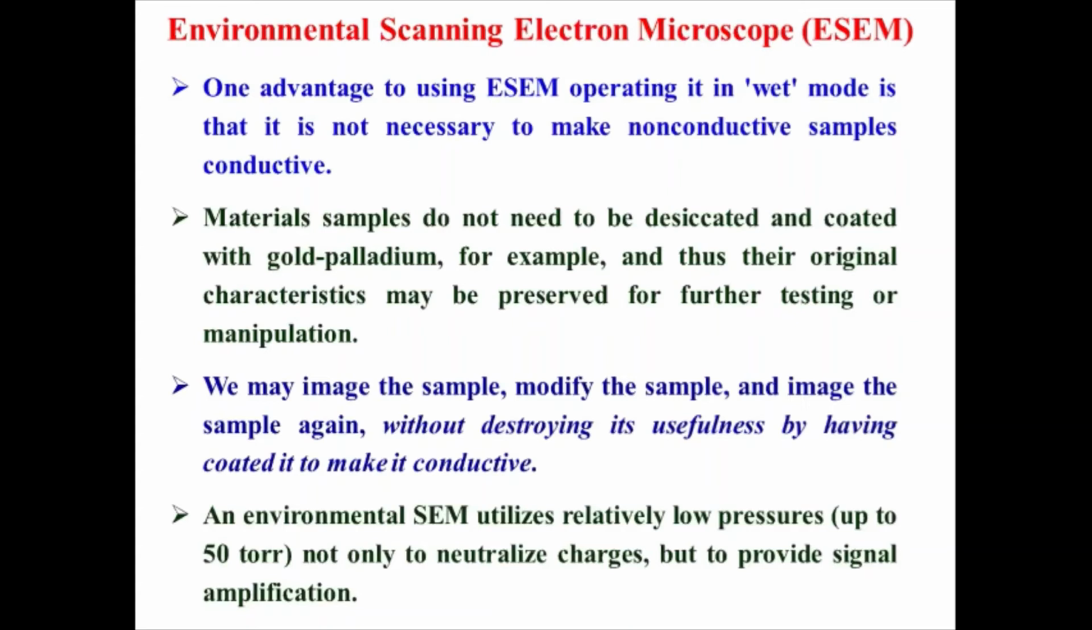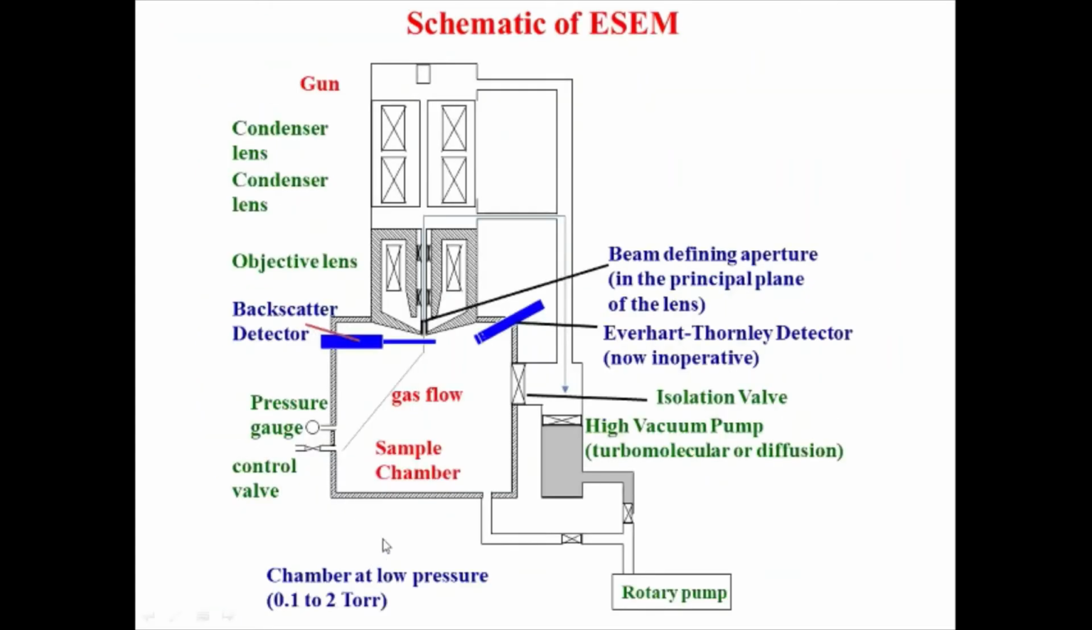So that the sample can sustain that pressure. So the rest of the column is under low pressure. Only the sample chamber is at nearly atmospheric pressure. So you can focus the beam on the sample. So in this case, the detectors are different.